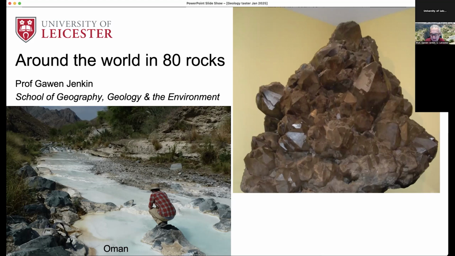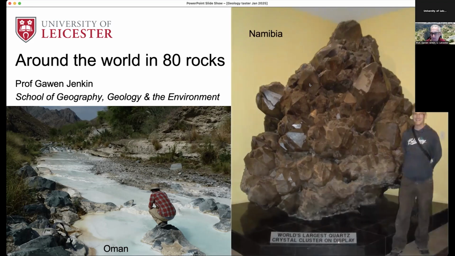Well, you're completely right, Sam. We're missing a scale. It's really important to put scales on your diagrams because otherwise you don't know how big something is. So let's put a scale on that diagram. Okay, there's me for scale. And that is one of the biggest samples of quartz crystal clusters in the world. So it's rather larger than you probably expected, and that's why you put a scale on a diagram.